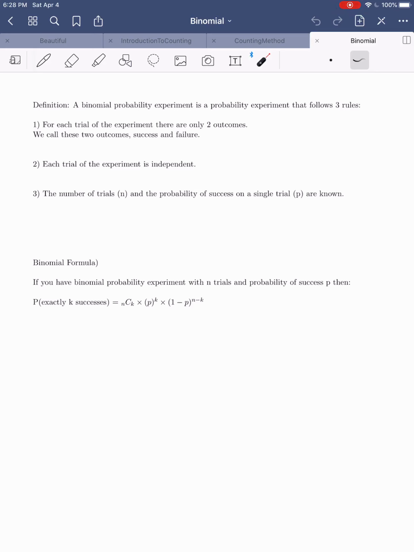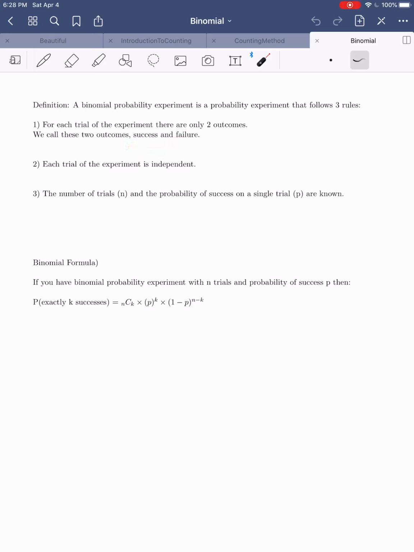A binomial probability experiment is a probability experiment that follows three major rules. First, as the name would imply, we've actually heard that term binomial before, right? We talked about a binomial categorical variable as a categorical variable that only has two categories. Well, a binomial probability experiment is similar. So the first rule is that for each trial of the experiment, there are only two outcomes. In other words, whenever you do this probability experiment, there are only two possible outcomes. We are going to reference these as a success and a failure.